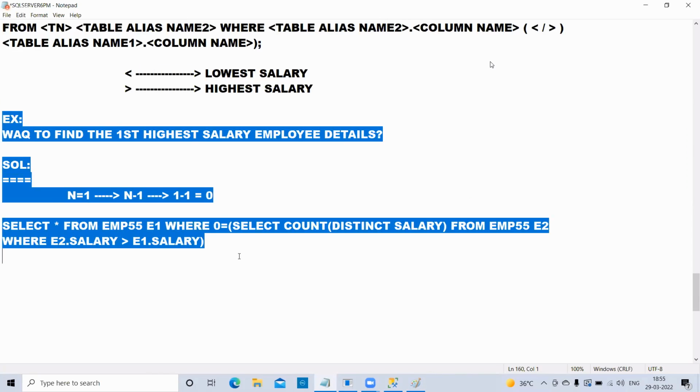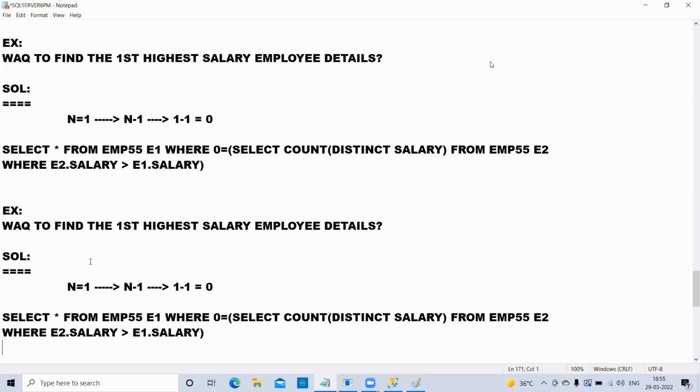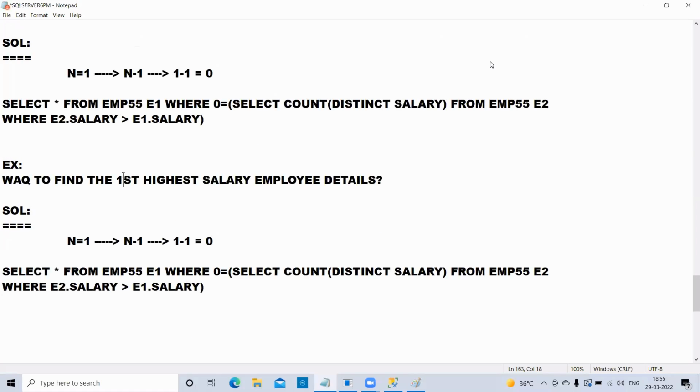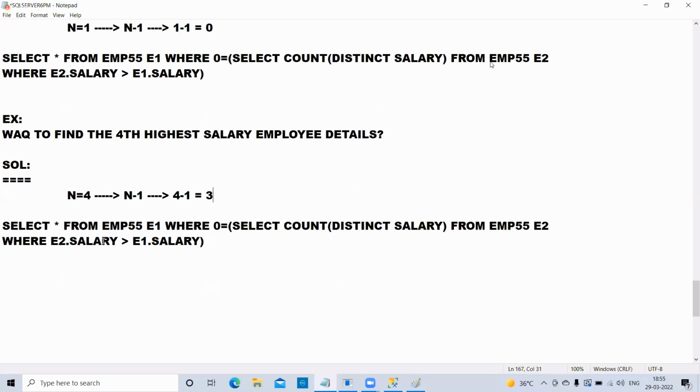Suppose I'm asking one more example: I need to find out the fourth highest salary. So tell me, if I want to find the fourth highest salary, what is my n value here? Come on, simple logic. Yes, here my n value is 4. And n minus 1, how much? 4 minus 1 is 3, and you just have to set the 3 in your where condition.